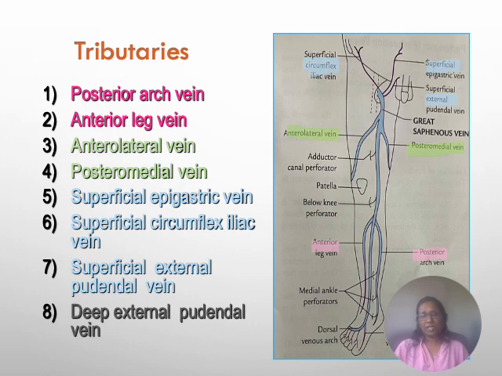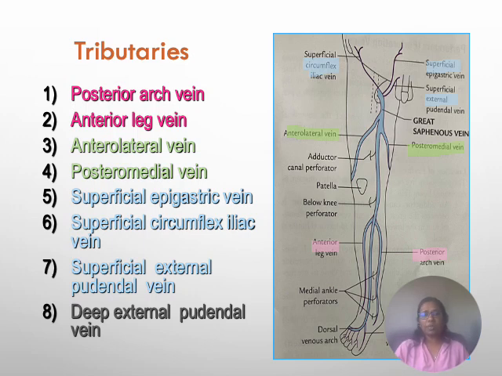The first two, which I have highlighted in pink in the picture and in the text, are the tributaries which are present in the leg region. The posterior arch vein is a fairly big and constant one, present along the posterior aspect of the leg, meant for draining the posteromedial aspect of the leg, and it connects the three medial ankle perforators around the ankle joint. The anterior leg vein, as the name says, is meant for draining the anterior aspects of the leg, and finally ends up in the great saphenous vein just below the knee joint.